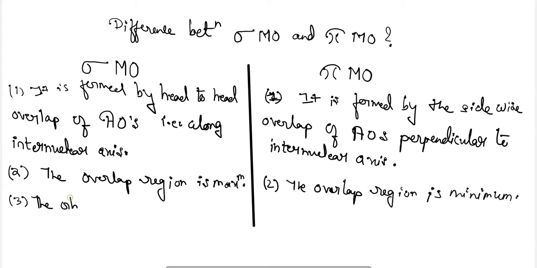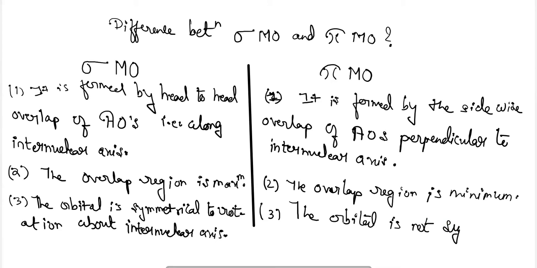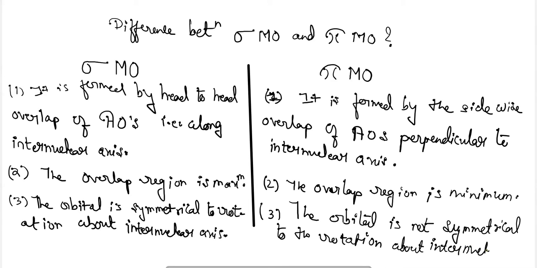The orbital is symmetrical to rotation about the internuclear axis. The orbital is not symmetrical to the rotation about the internuclear axis.